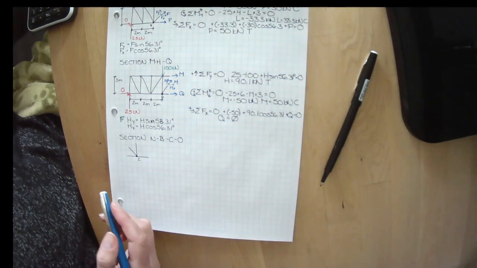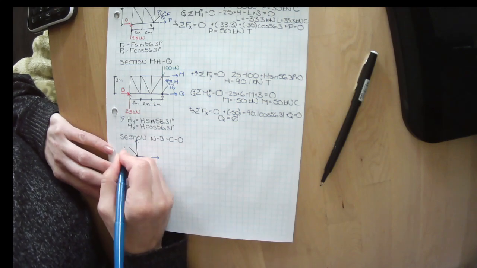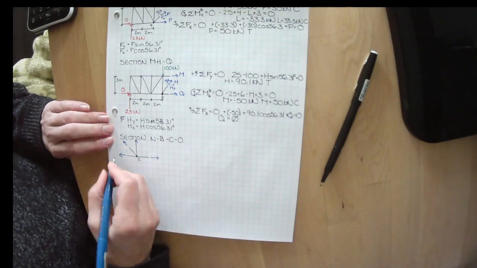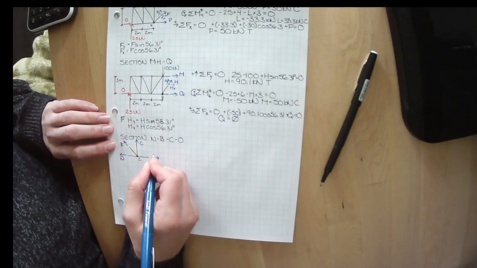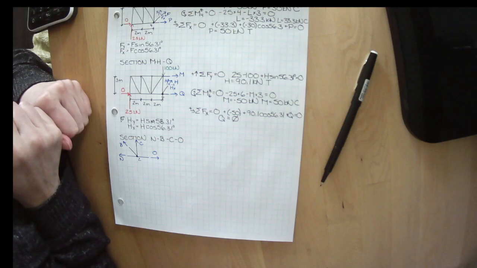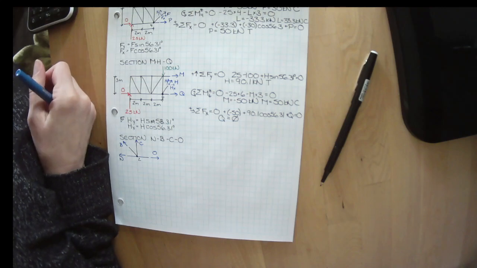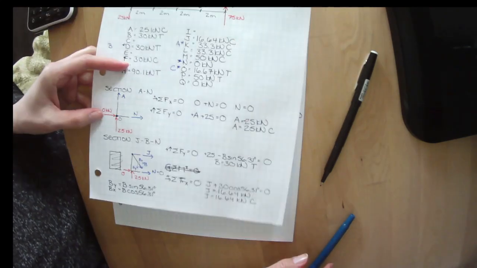I probably drew that a little bit too big. I'm going to draw all of these as if they were in tension. And this was N, B, C, and O. Now, here's the handy thing. We've already solved for some of these. Let's see what ones we know.